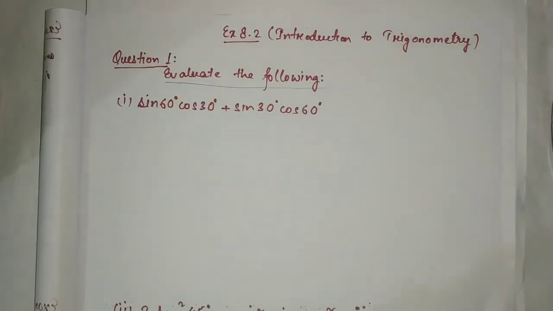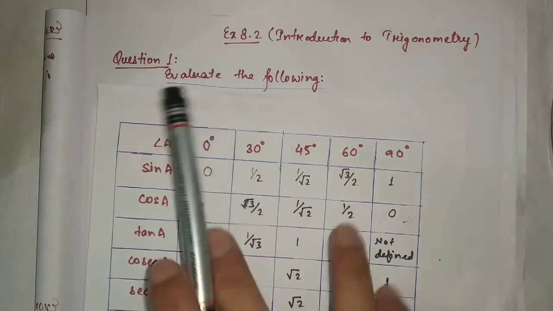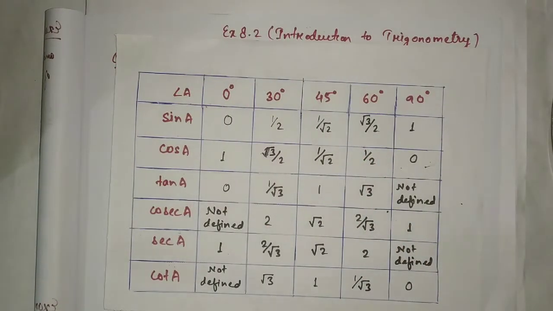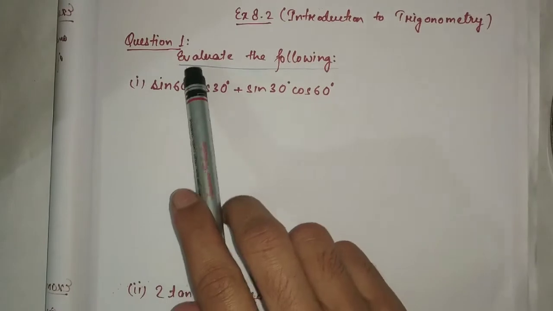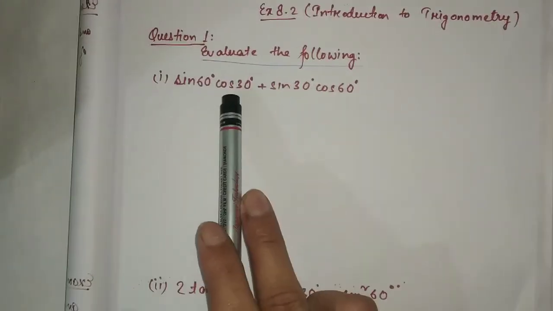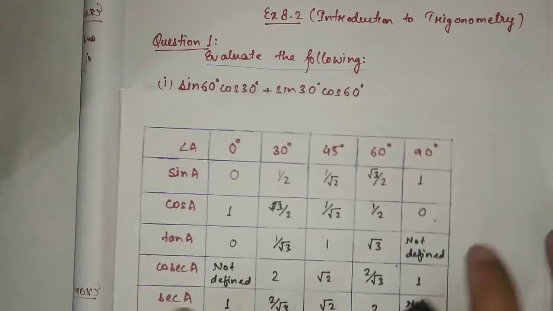I have already solved two examples in my previous video using this table. So I would advise you to go to the previous video if you have not watched it yet. So let's begin with this exercise. The first problem is to evaluate the following, and the first one is sin 60 cos 30 plus sin 30 into cos 60.